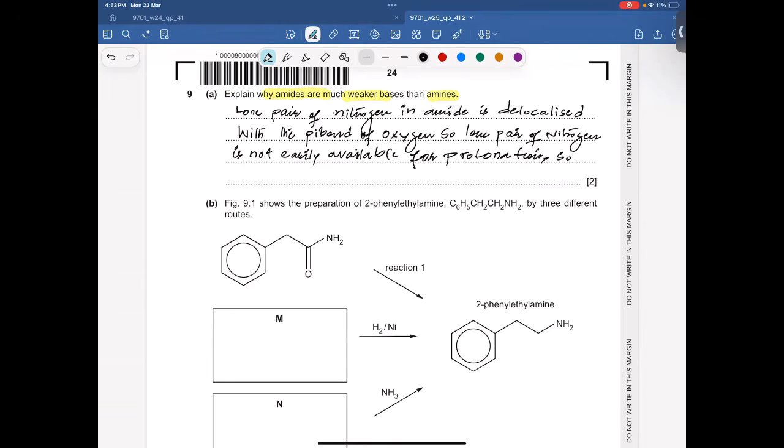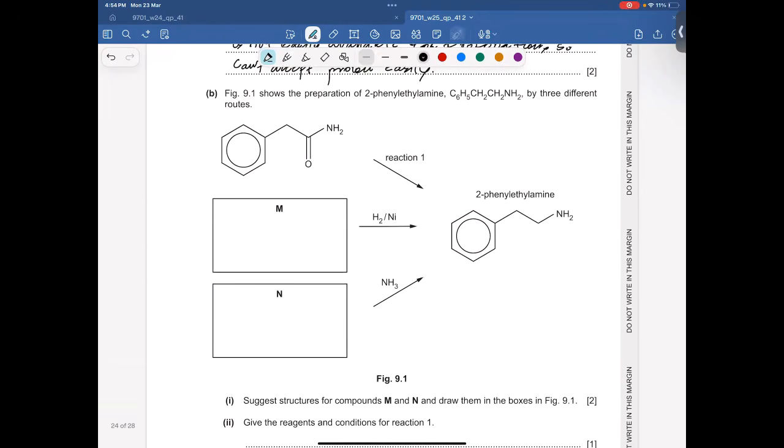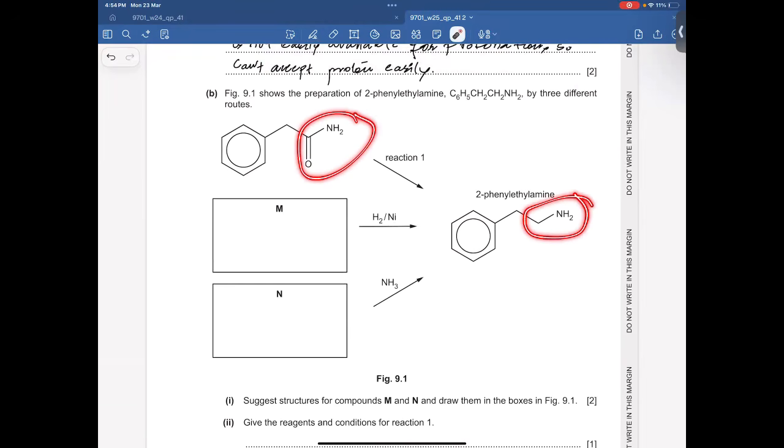So cannot accept proton easily. Okay, now this is amide, it is converting into amine, and for that I'm going to use lithium aluminum hydride.